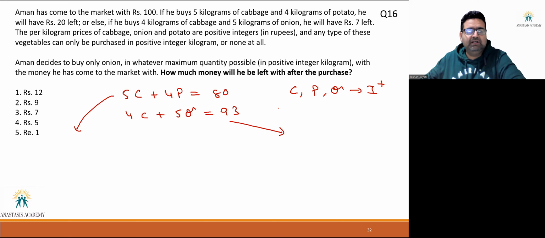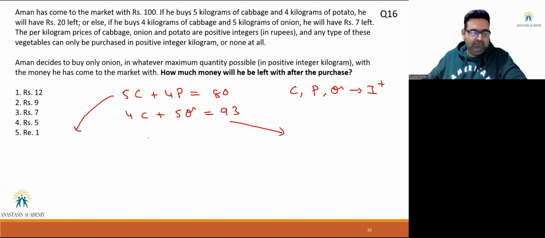Before that, let's see what was asked in the question. Aman decides to buy only onion in whatever maximum quantity with the money he has come to the market with. So basically, they're asking you to find the value of O, and see how many you can buy at maximum in 100 rupees. So to find O, I have to find the integral solutions of both the equations.